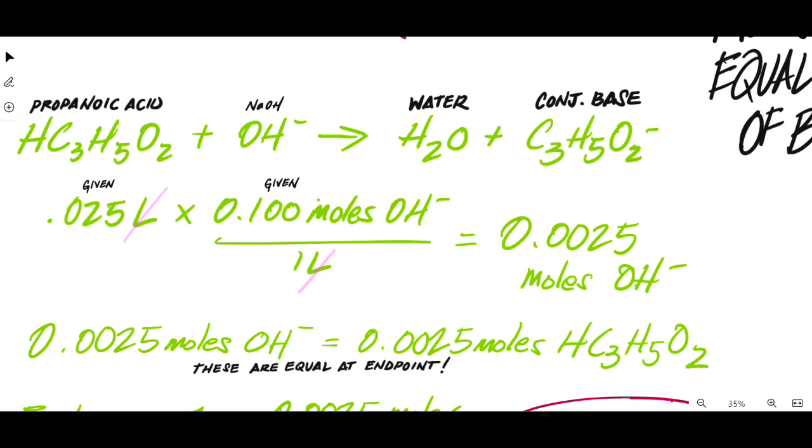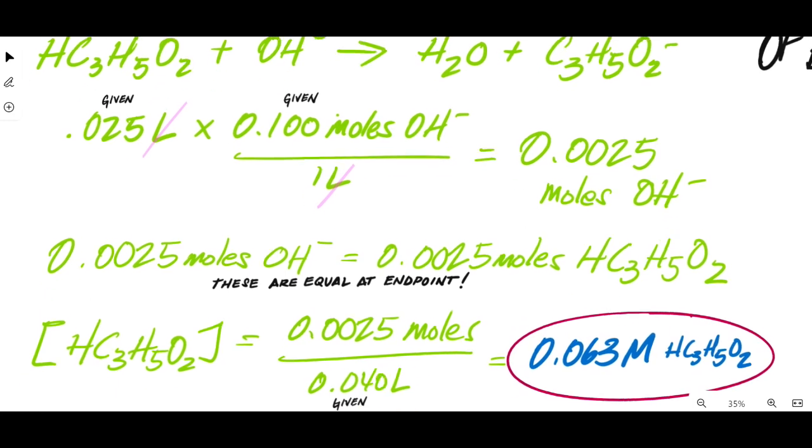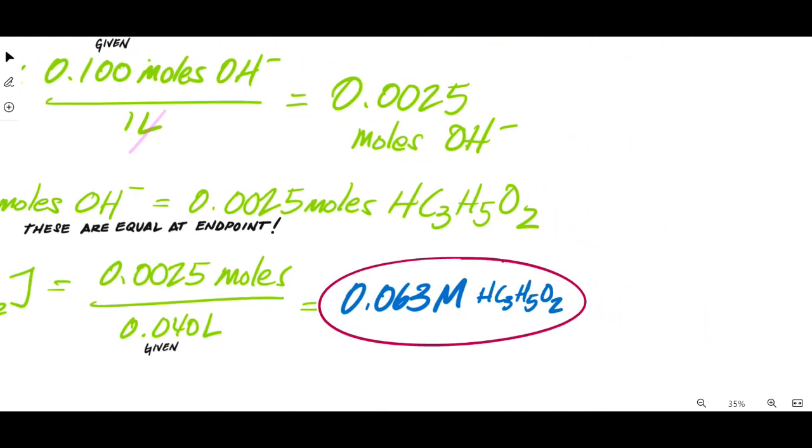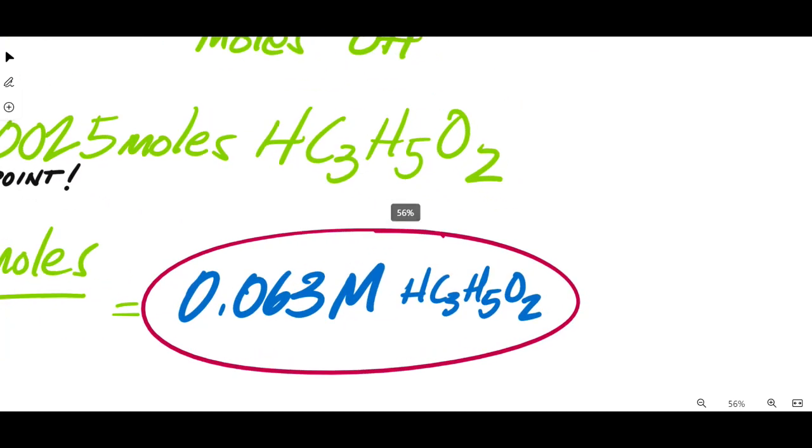And we know we're at the equivalence point because we're at the end point. So now I'm going to take those moles of propanoic acid and divide it by the volume of propanoic acid. Again, we were given that, right? They told us we had 40 mLs of the acid at the end point. I just converted it to liters, so it's 0.040 liters. Moles of acid divided by volume of acid gives us our concentration of the weak acid, which is 0.063 molar.